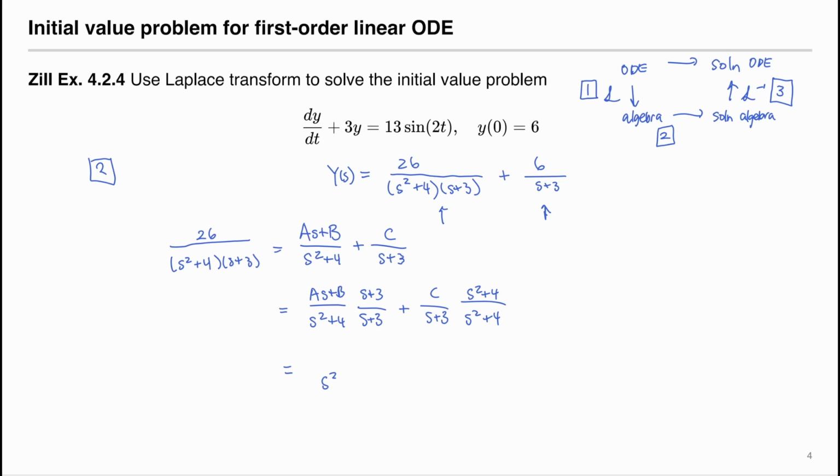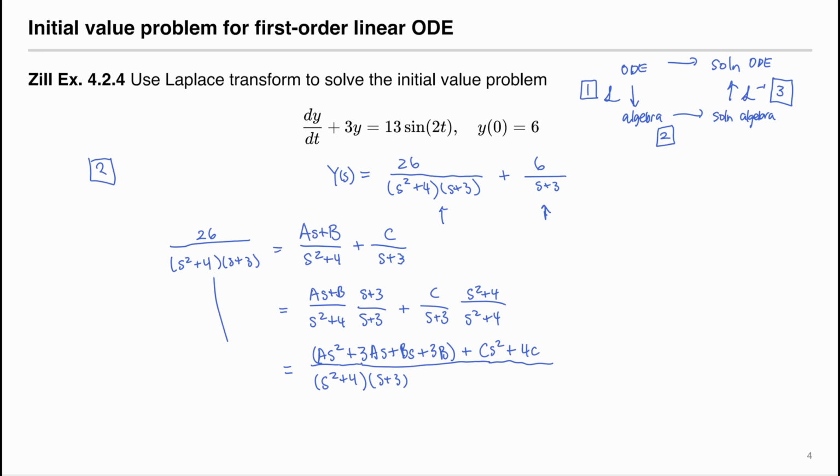So now we have a common denominator. And everything at the top, we can write it as (as + b) multiplied by (s + 3). Let us multiply them out. We have as squared plus as times 3, which is 3as. And we have bs, and we have 3b, plus ds squared plus 4c.